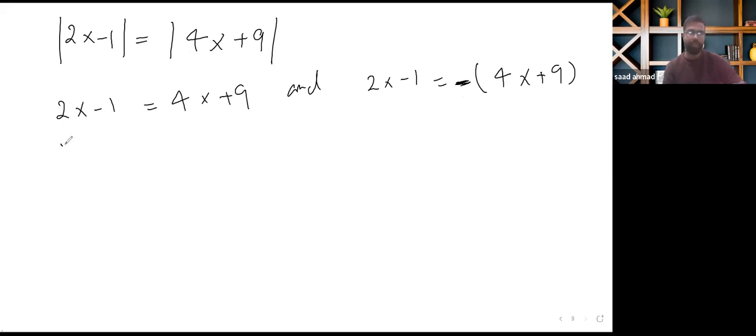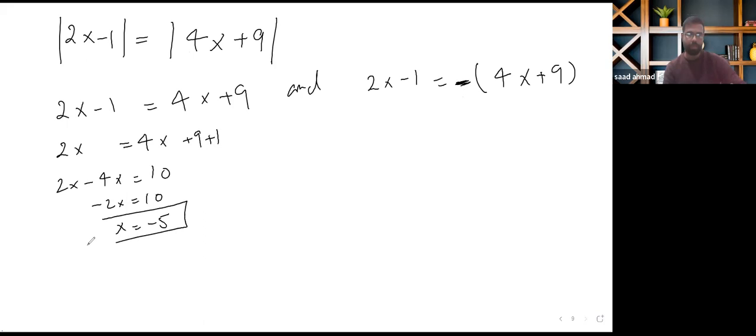Again, on this side we can combine the terms, and you can have 1 on the other side. And then we can even subtract 2x and 4x, like 2x minus 4x equals 10, so minus 2x equals 10 and x equals minus 5.